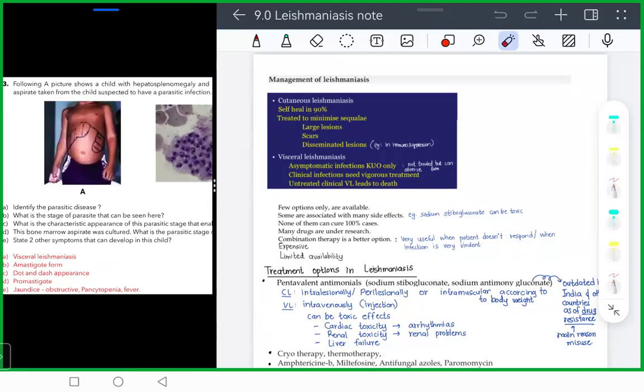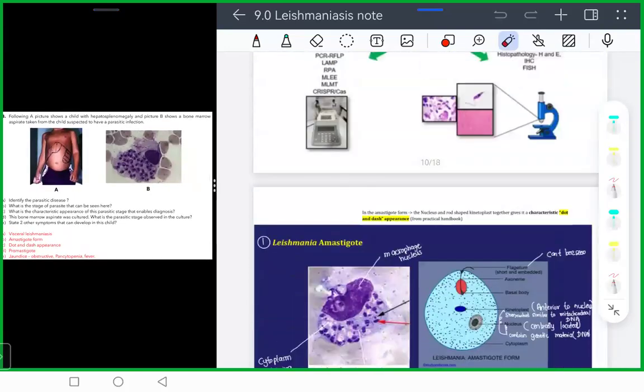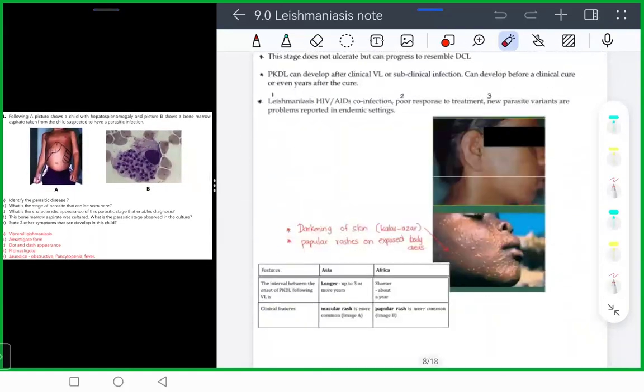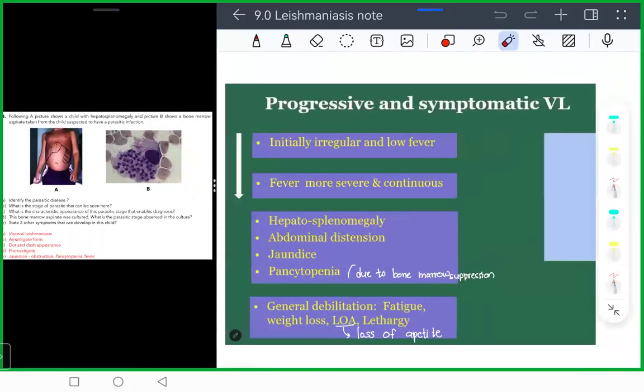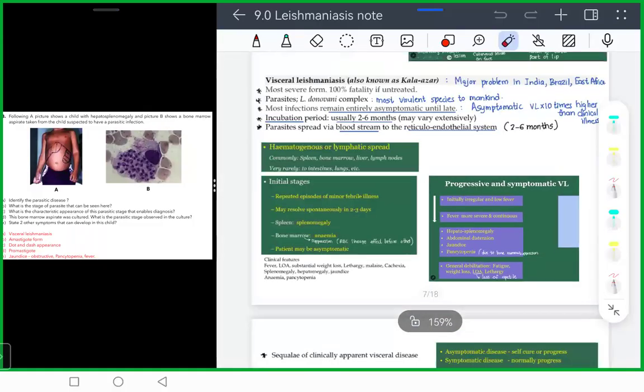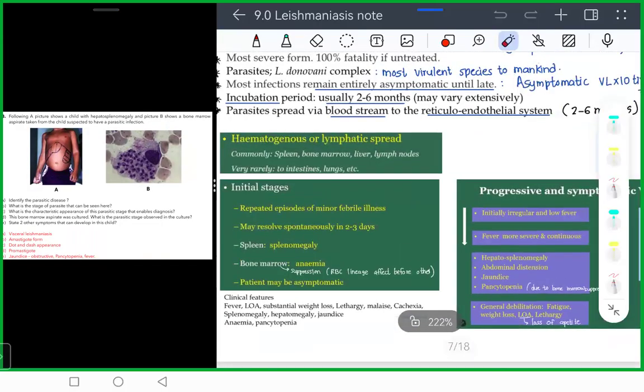As we discussed before, in visceral leishmaniasis, the progression is that it has a 2 to 6 months incubation period, and after that the parasite spreads via the bloodstream to the reticuloendothelial system, which is the liver, spleen, and the bone marrow. It then starts in the initial stages giving a minor febrile illness, which can resolve spontaneously in 2 to 3 days, but there might be hepatosplenomegaly and anemia.